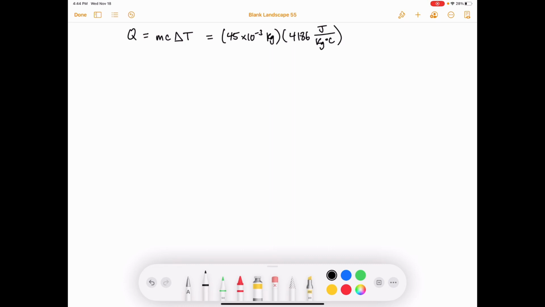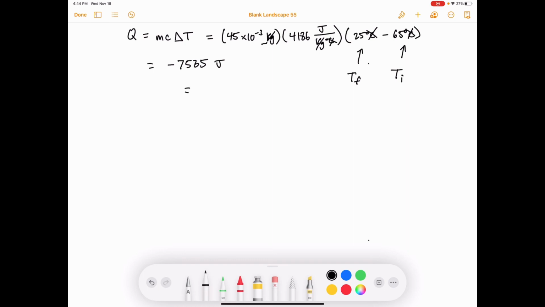Delta T is the temperature change. So we end up in the final state at 25 degrees Celsius, starting at 65 degrees Celsius. So delta T is T final, 25 degrees Celsius, minus T initial, 65 degrees Celsius. And if you crunch these numbers, you'll see that it comes out to minus 7,535. The units we end up with are joules because kilograms cancel here and here. Degrees Celsius cancels here and here. We're just left with joules.